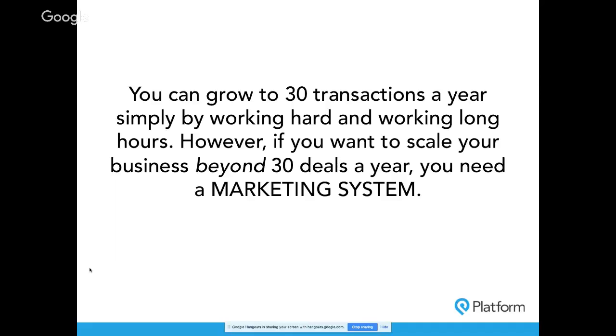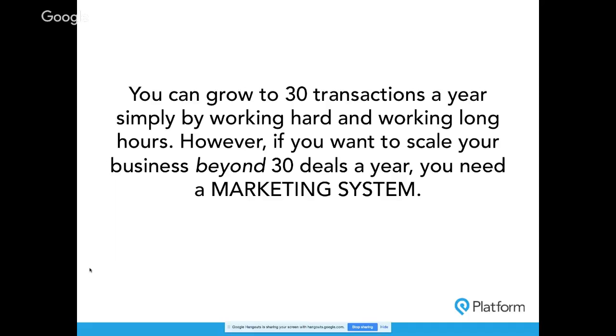If you want to double your business to 60 transactions a year, but you're already working 50 hours a week, what are you going to do? Oh, I guess putting in the time worked to this point. I'll just put in even more time. I'll start cold calling people 4 hours a day instead of 2 hours. I'll start working twice as many hours. I'll start working 100 hours a week instead of 50.